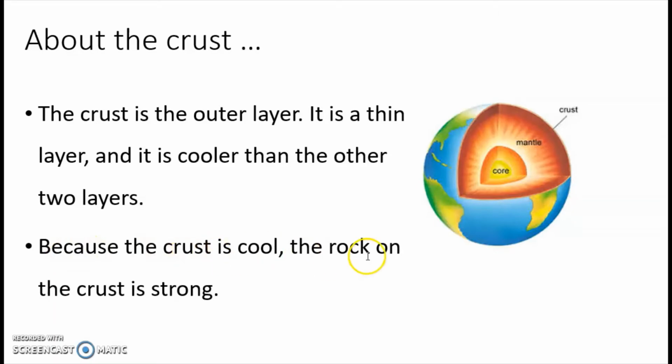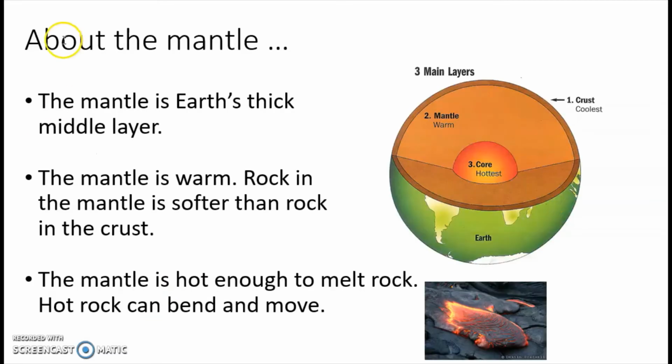Because the crust is cool, the rock on the crust is strong. So this rock outside doesn't melt. Here inside, in this thick middle layer, the mantle, the rock can melt. About the mantle. Remember, this is the crust. This is the mantle. See how thin the crust is? Look at the mantle. Thick. And here's the core. Incredibly hot.